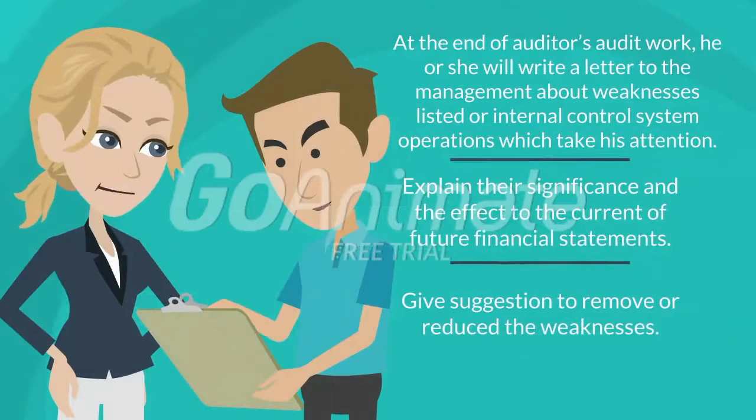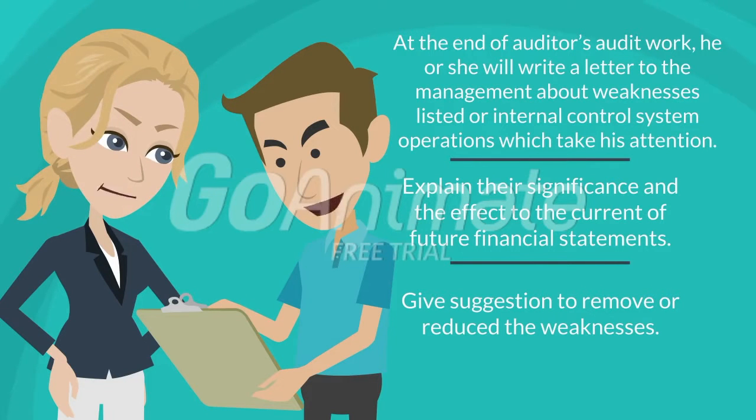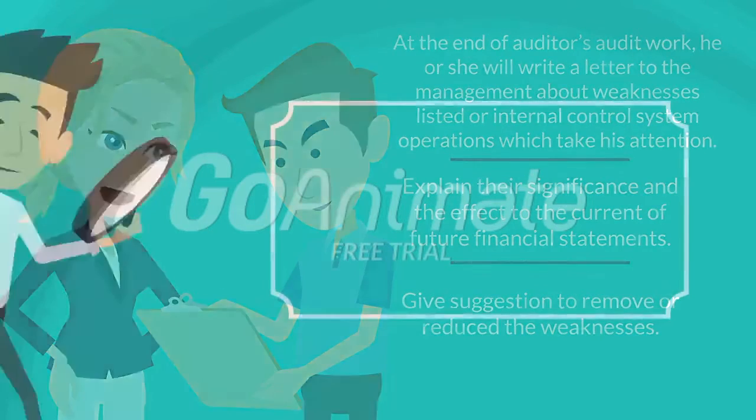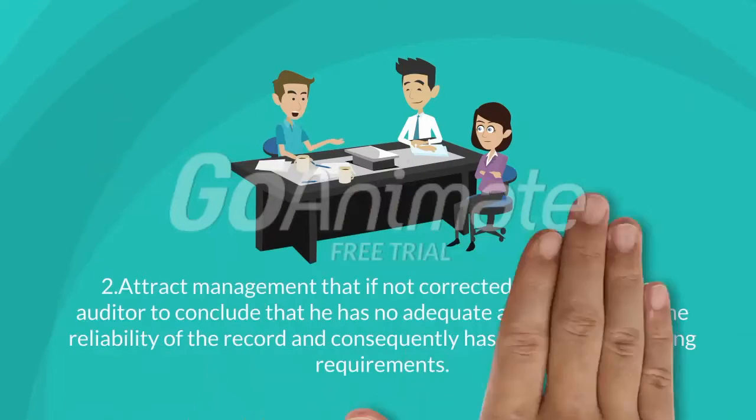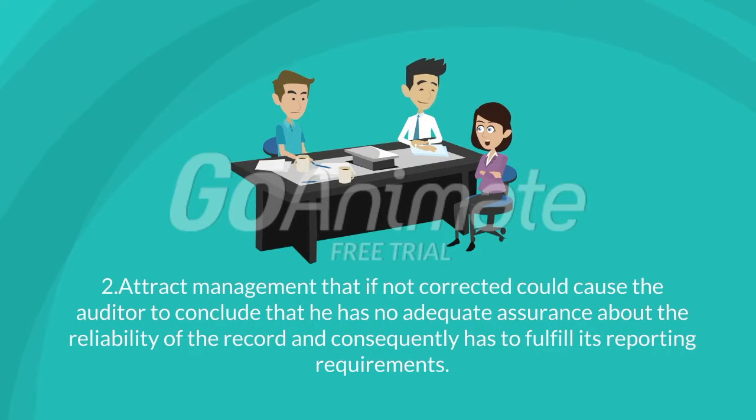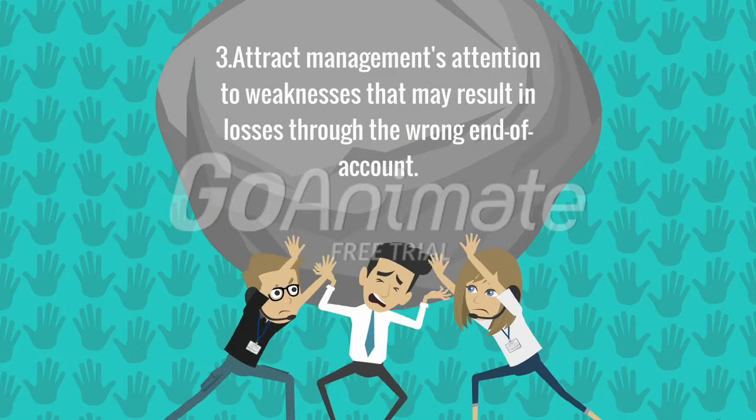At the end of the audit work, the auditor will write a letter to the management about weaknesses in the internal control system operations which take his attention. What are the purposes of the letter of management? 1. Management will give attention to the weaknesses in the ICS so that the directors can do the right things. 2. Attract management's attention to weaknesses that, if not corrected, could cause the auditor to conclude that he has no adequate assurance about the reliability of the records. 3. Attract management's attention to weaknesses that may result in losses through wrong entry of accounts.